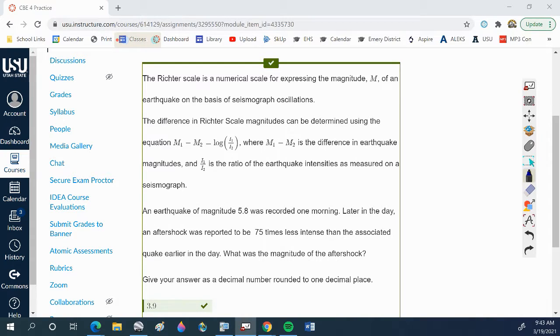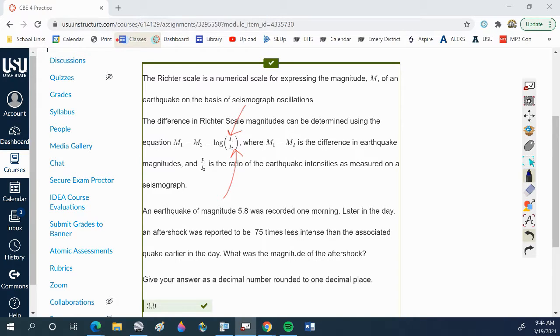So what this is saying is, if you know how strong one earthquake is, and how strong a second earthquake is, then you can use this formula to find the difference between their magnitudes. So if you have a super strong earthquake, and then later you have an aftershock that is not as strong, you can use those two numbers to find the difference in the magnitudes between the first and the second, even without knowing the magnitude of the first and the magnitude of the second.